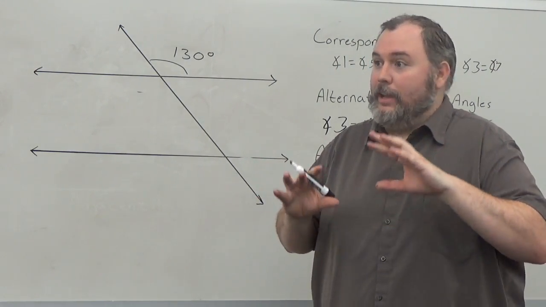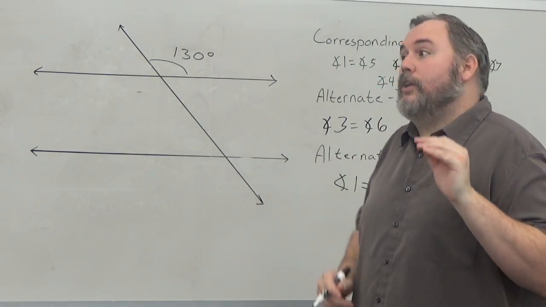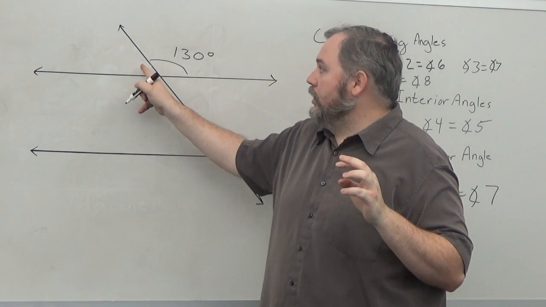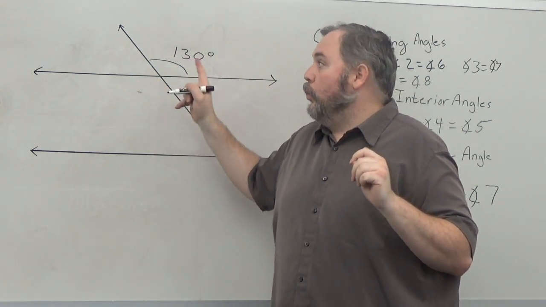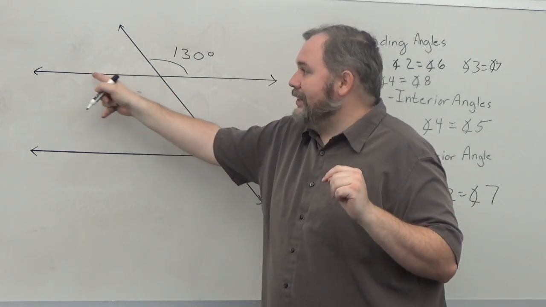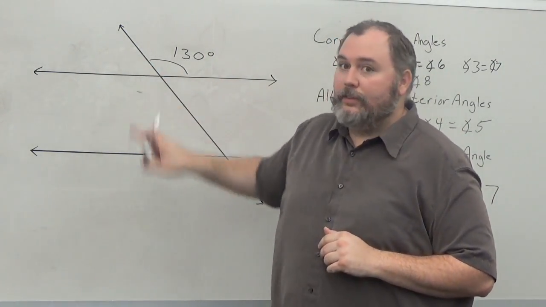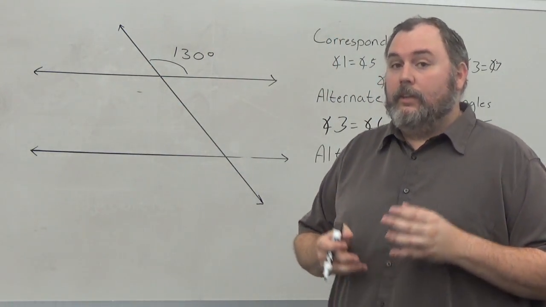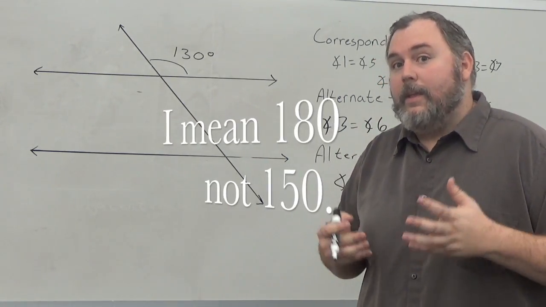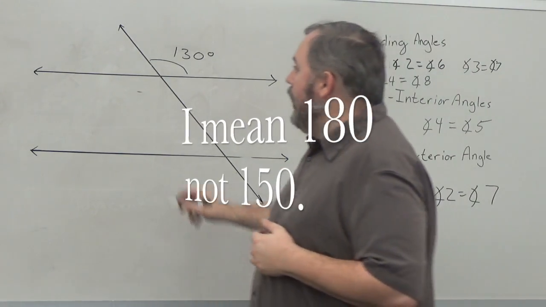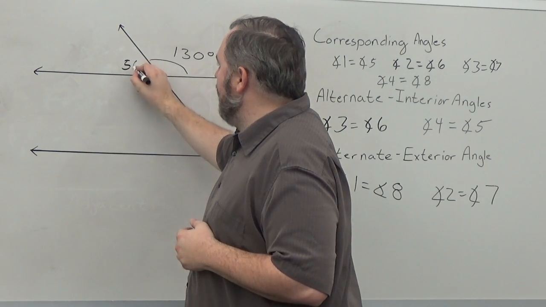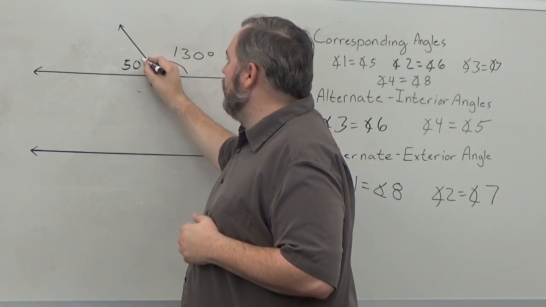Hey, this is where it's a walk in the park. All right, so first off, let's concentrate just on this guy right here. We know that this is a line, and basically this angle and this angle are supplementary. So we can say 180 minus 130, and we find out that this missing angle is 50 degrees.